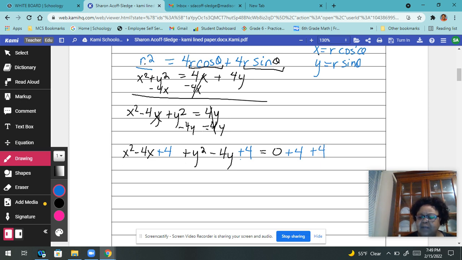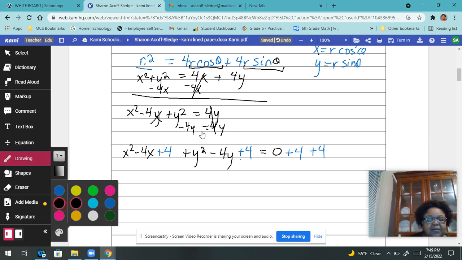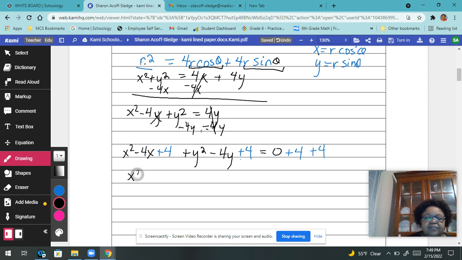I kind of like this problem because it goes through completing the square twice. So now let me go ahead and just rewrite everything. That blue is acting crazy on the computer. Okay, x squared minus 4x plus 4 plus y squared minus 4y plus 4 equals 4 plus 4, which is 8. Okay, now I'm going to factor this one.